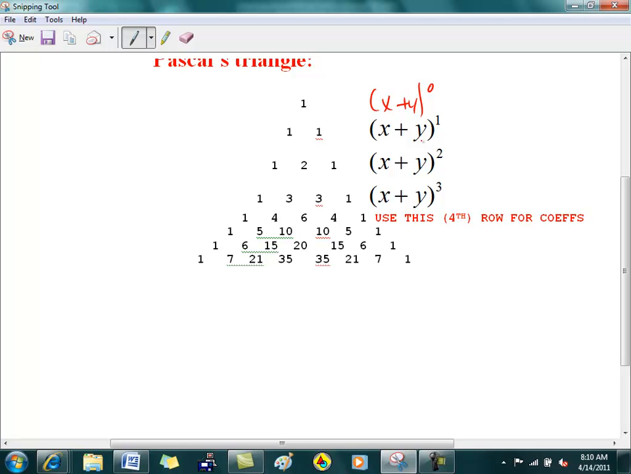So notice what's happening here. You always have ones on the outside. The terms in the middle are obtained by adding the previous two terms.